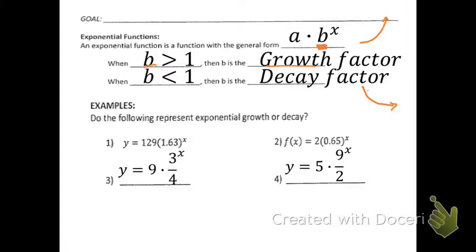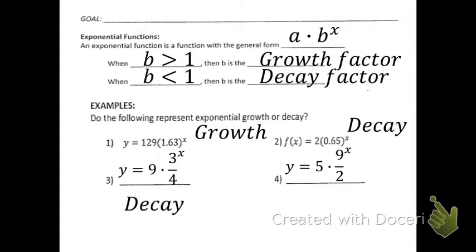Okay, now if we're talking about these examples, we're talking about whether it's growth or decay. This number in here is all you need to look at. Is that bigger than 1? Yeah, that means it is growth. It represents exponential growth. Now, on number 2, 0.65, that's less than 1, so that would be exponential decay. Number 3, 3/4 is less than 1, so that would be another example of decay.